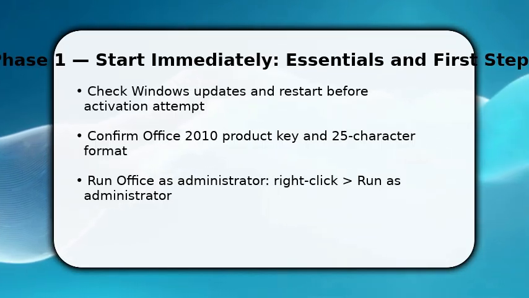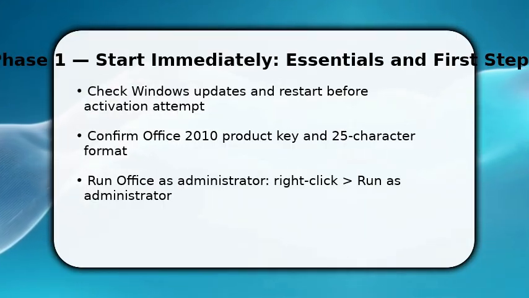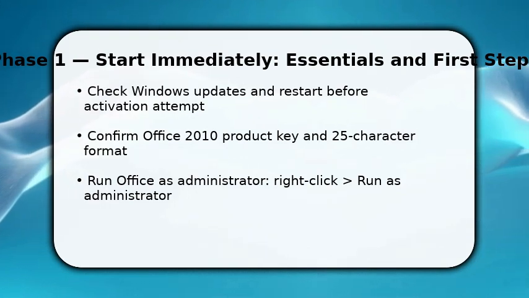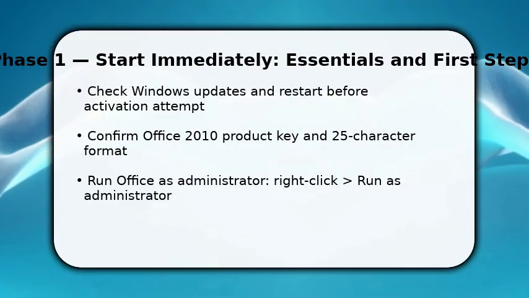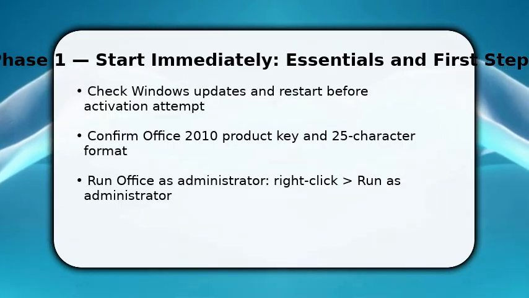Next, go to File, Help, Activate Product. Enter the 25-character product key carefully, with no extra spaces. If it fails immediately, note the exact error code. This tells you whether it is a network, key, or license issue, and guides the next steps.